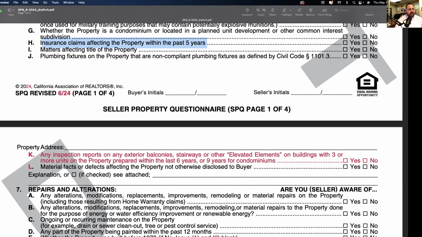Material facts or defects affecting the property not otherwise disclosed to the buyer. So anything above that, no plumbing issues or whatever that you've already answered, if there's anything besides that you think of that is a material fact or defect affecting the property, you could disclose it right there.